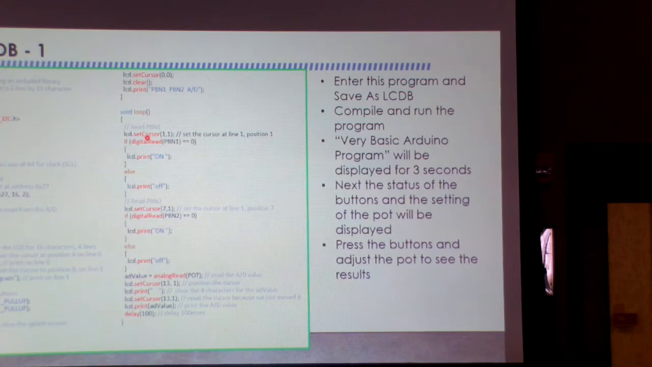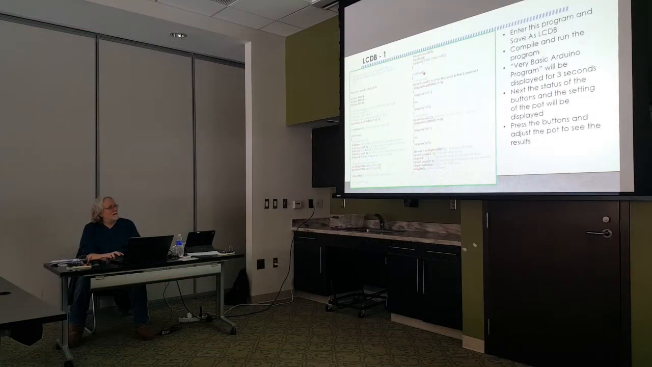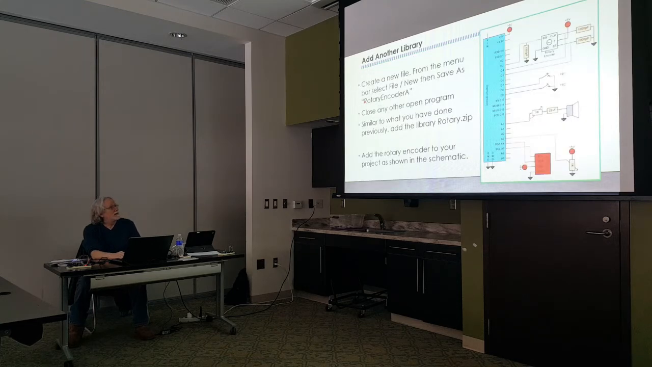So down here, I read button 1. I read button 2. I took the long way. I read the A to D. And then I go back and start again. And I just gave you some things to try to see what happens. Okay, so now I'm going to add the rotary encoder library.